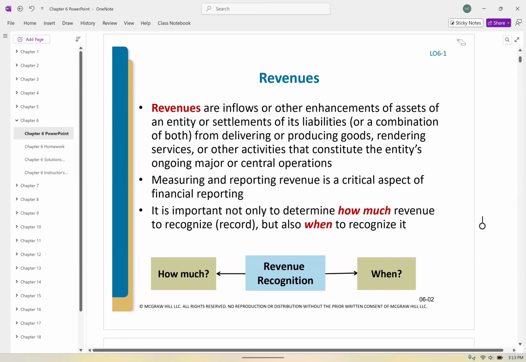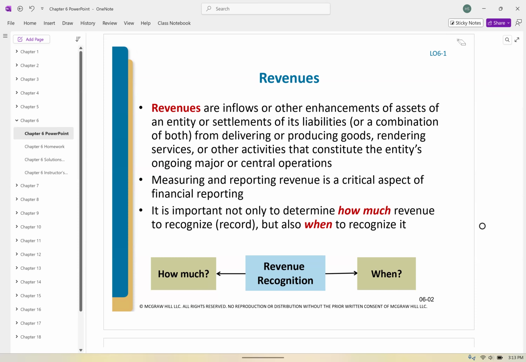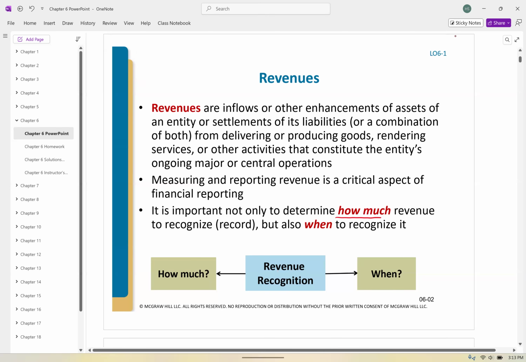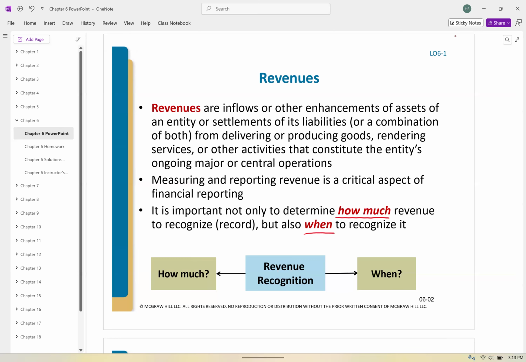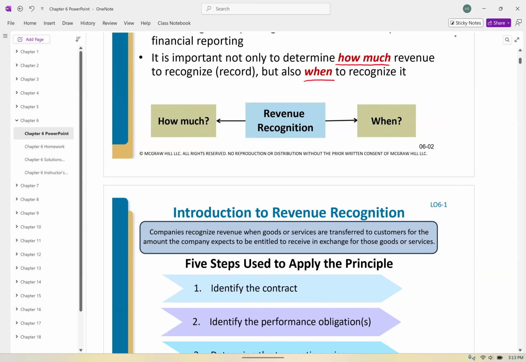Measuring revenue is very, very important because that is the first thing on your first financial statement. Your first financial statement is the income statement, and it is the top. How much is our revenue? So it is very important not only to figure out how much, but also when do we recognize this revenue.